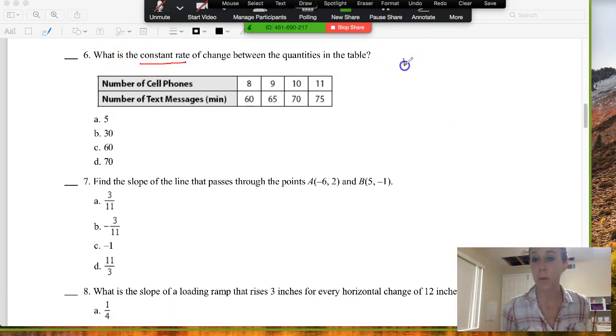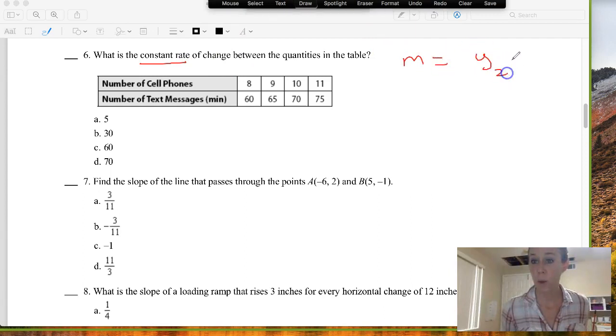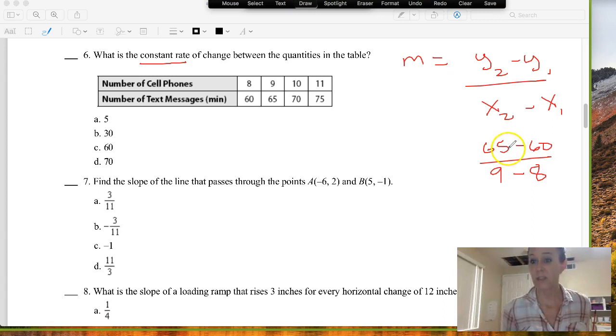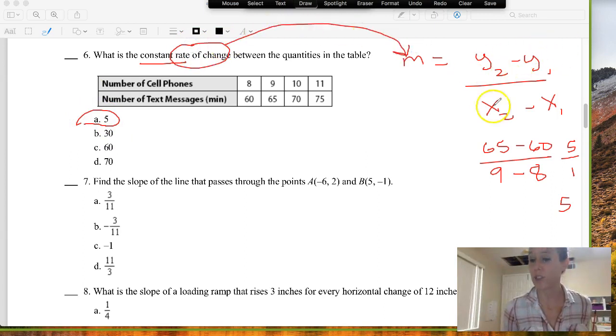Now remember, slope is the change in the y's over the change in the x's. Okay, you can do the same thing here. Subtract 2 of the y values and then subtract 2 of the x values. So y2 minus y1 would look like this, 65 minus 60 over x2 minus x1, which would be 9 minus 8. Well, 65 minus 60 is 5, and then 9 minus 8 is 1, and 5 divided by 1 is just 5. So that constant rate of change, remember your rate of change is the same thing as slope. Slope is the rate of change, okay?